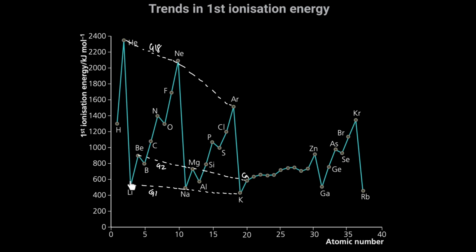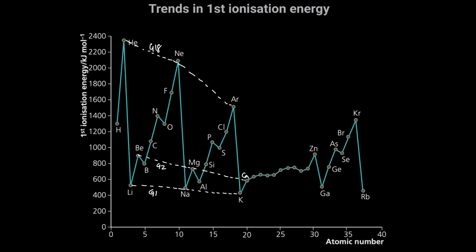Similarly, we can see the trends across the period. We can see that the first ionization energy increases across the period. That's the general trend. So it decreases down the group because the number of shells increases, and shielding increases, and the outer electrons get further away from the nucleus. So it's easier to remove them. Lower energy is needed. Across the period, number of shells remains the same.